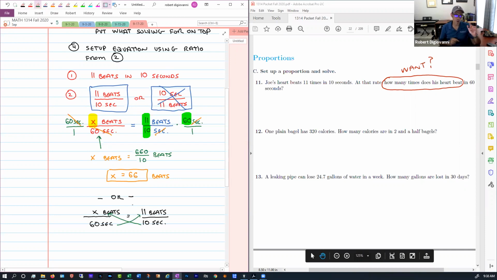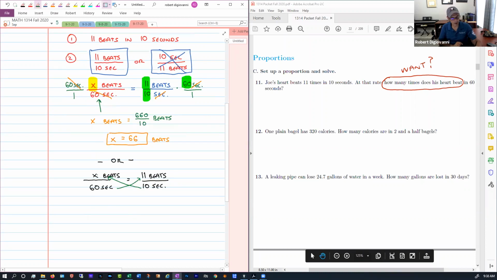So when I do that, and this is why I don't show this, it gets a little tricky. When you multiply x beats by 10 seconds, you get 10 times x, and you still have beats and you still have seconds. And then when you multiply the other one, the 11 beats times the 60 seconds, you get, what's that, 660? That's 11 times 60. And then I still have beats and I still have seconds. So you've cross multiplied, and now you solve for x.